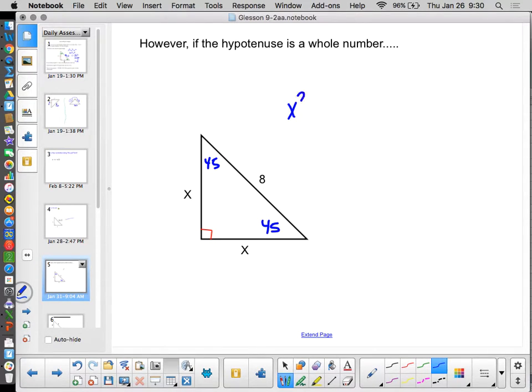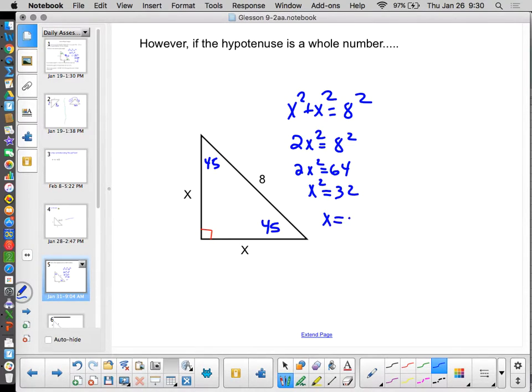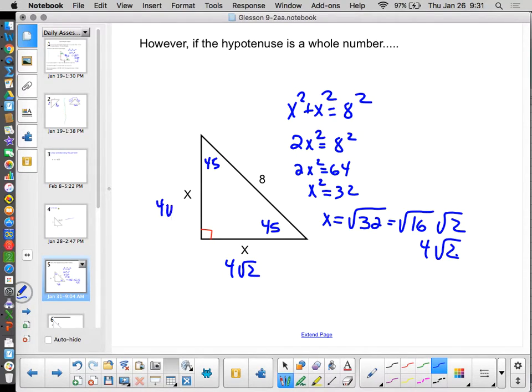So I could say that x squared plus x squared equals 8 squared, or 2x squared equals 8 squared. So 2x squared is 64. So x squared is 32. So x equals the square root of 32, which simplifies to square root of 16 times square root of 2, or 4 root 2. So we could do the math. A few steps of work, but we could do the math. And we could find the lengths of those sides.